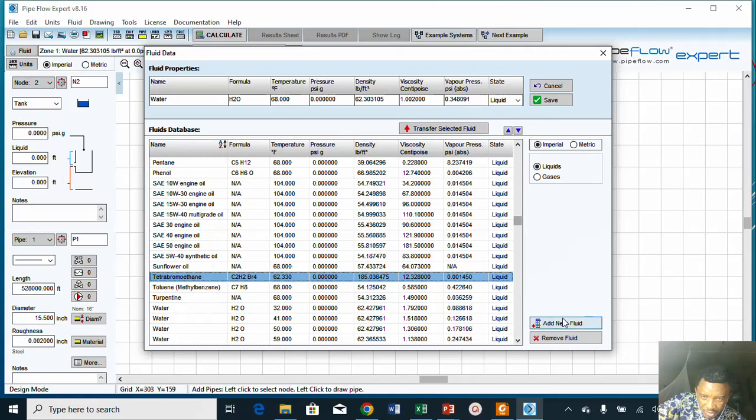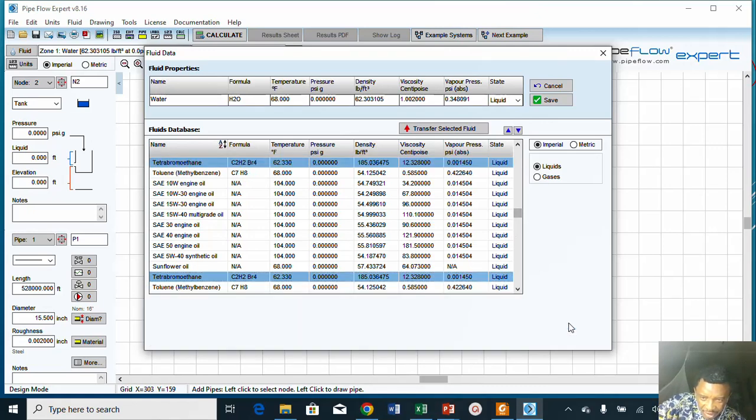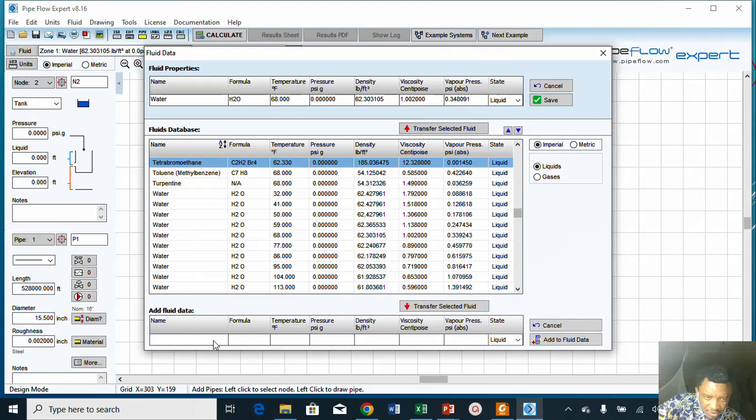For us to do the modeling, we just click that add new button, fluid. Now the fluid, because it has a specific density of 0.815, it is said to be oil. So let me just call it heavy oil. It's not a heavy oil anyway, but let me just give it that name. The formula I don't know, so I will just say not applicable. Now the temperature is 70 degree Fahrenheit. The pressure is 0.000.